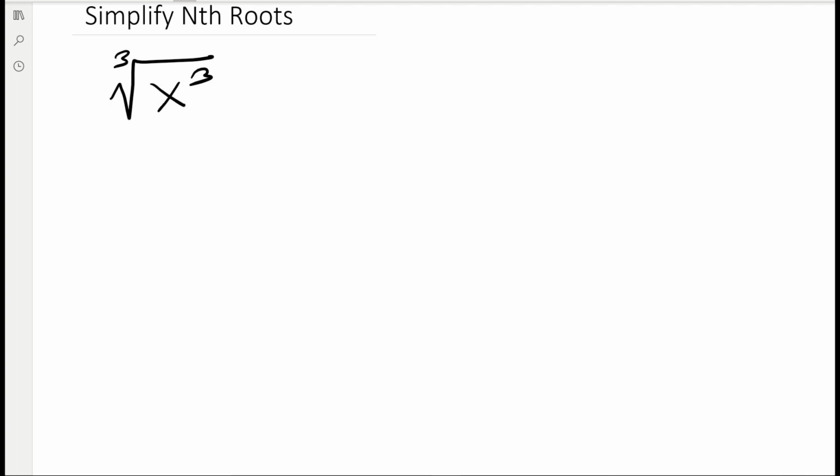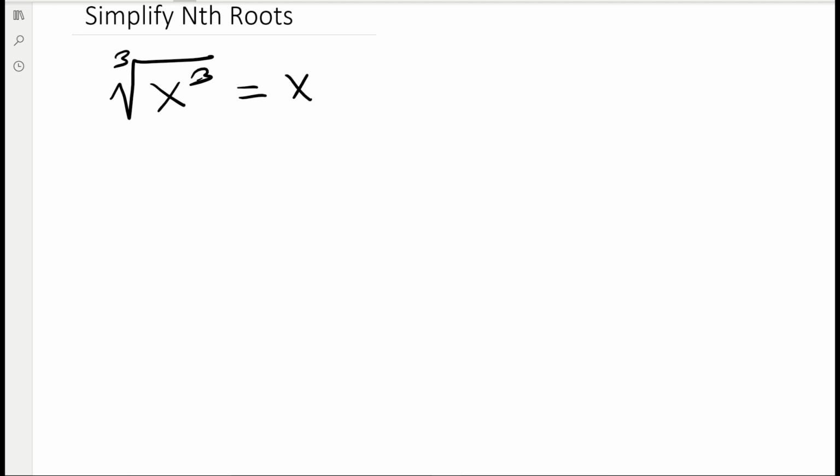So what is this going to be equal to is what we want to find out. You may go ahead and say, oh well, the 3 and the 3 cancel out. And in a sense, you will be right. The 3 and the 3 do cancel out. However, we want to be careful with some cases. Sometimes this won't always happen. In this case, it turns out that you can cancel out the 3's and you get the answer x.